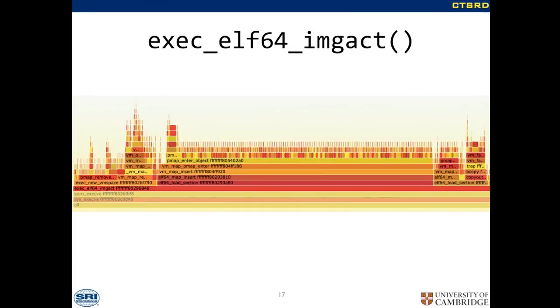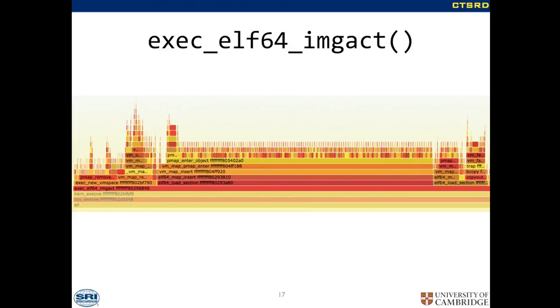Then we get into the meat of things. So this trace is on a 64-bit MIPS machine, mostly because that's where I've been doing all my work, and because I have nice instruction level tracing. On there, the first image activator we find is the one we want, which is the 64-bit ELF execution environment, or image activator.